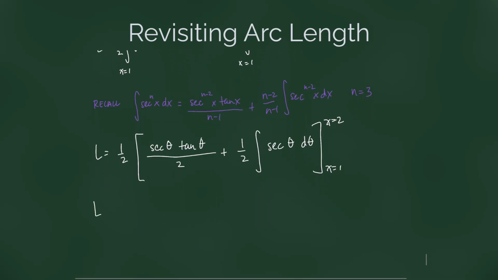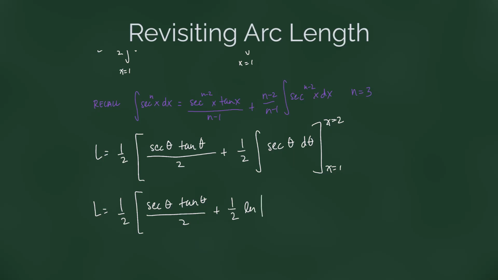All right, now we have to remember that the antiderivative of secant theta, you can get this by doing a multiplication by 1 of the form secant x plus tangent x over secant x plus tangent x. We've worked through that before, so I'm not going to do it all here, but we're going to get the natural log of the absolute value of secant of theta plus tangent of theta. And we're evaluating all of this from x equals 1 to x equals 2.